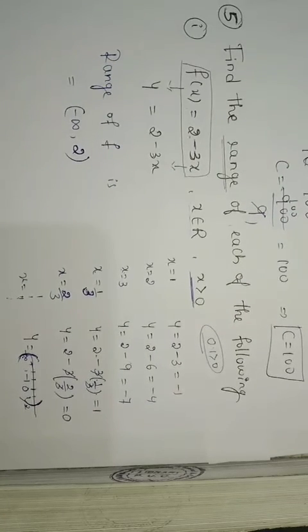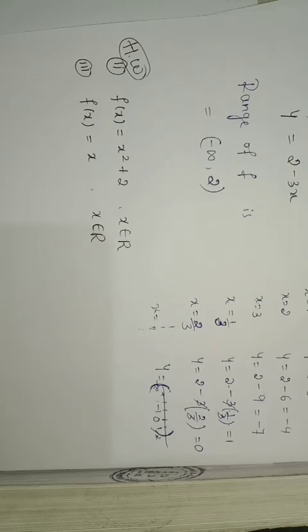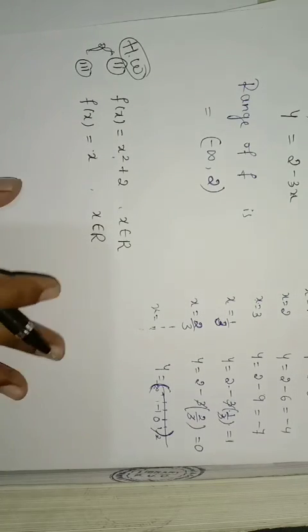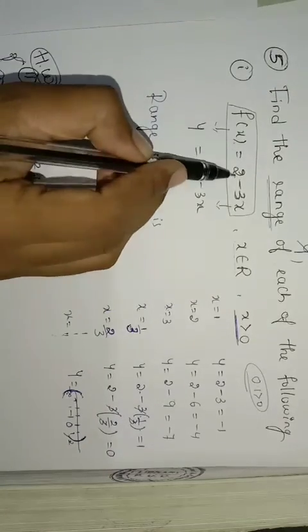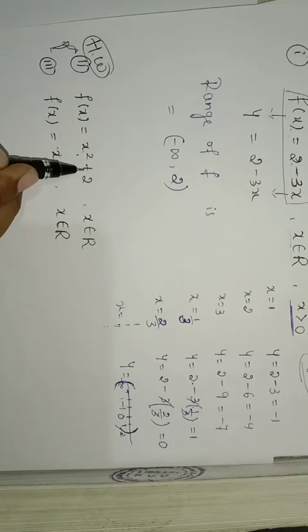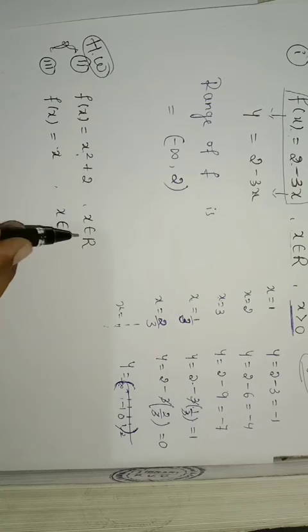So this is for the first function. Similarly we have the next ones. Try to find out the range for these two functions also. This is the first one, which I have done, f of x is equal to 2 minus 3x. You try for f of x is equal to x square plus 2 and f of x is equal to x. They have only given that x is a real number.